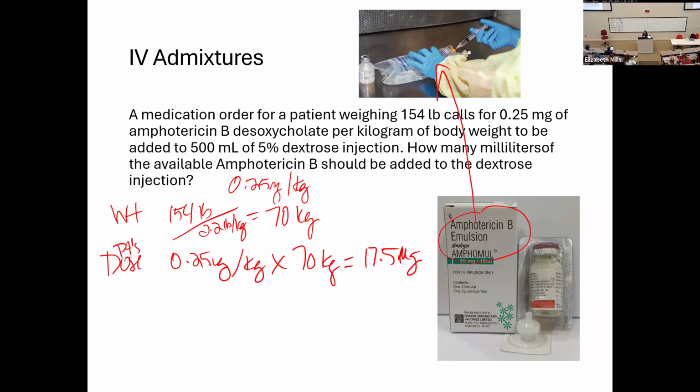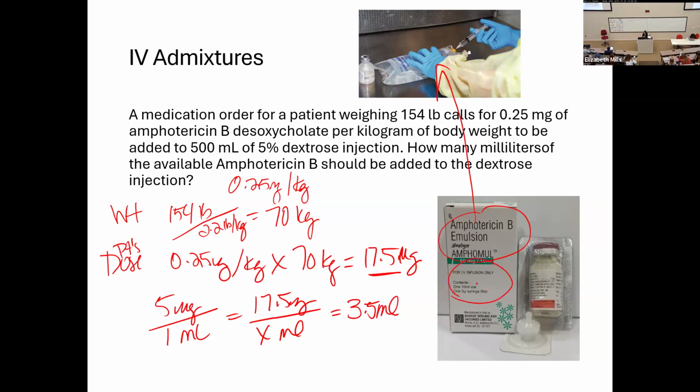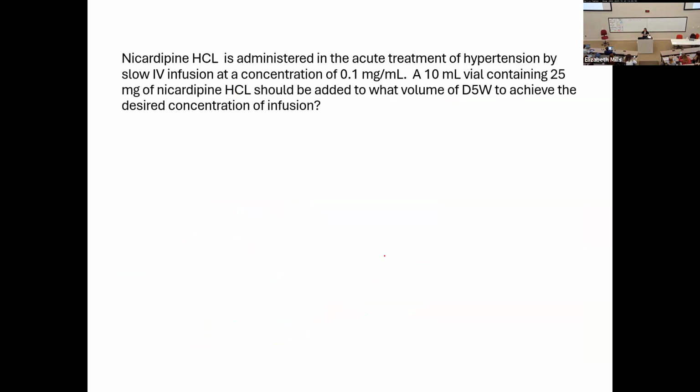Awesome. Now I need 17.5 milligrams out of this vial. I know it has 5 milligrams per 1 mL, and I need to know how many milliliters to pull out. How many did you get? 3.5. That's what I got. So if I pull 3.5 milliliters of this, it will give me 17.5 milligrams of amphotericin that I can add to that bag. Got it? All right, moving on.